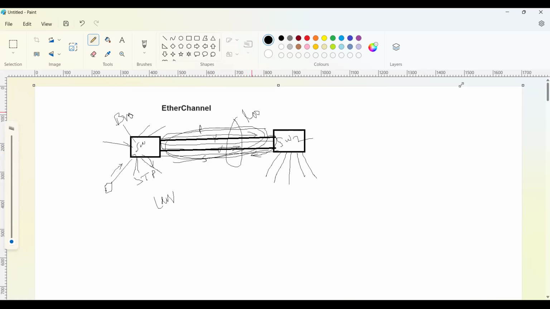It's a layer 2 loop. It's a loop of layer 2. So we need to avoid this loop. So we have a concept that is STP, Spanning Tree Protocol. So how will it work?